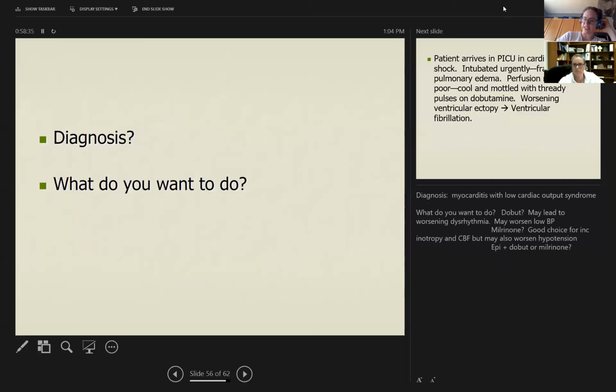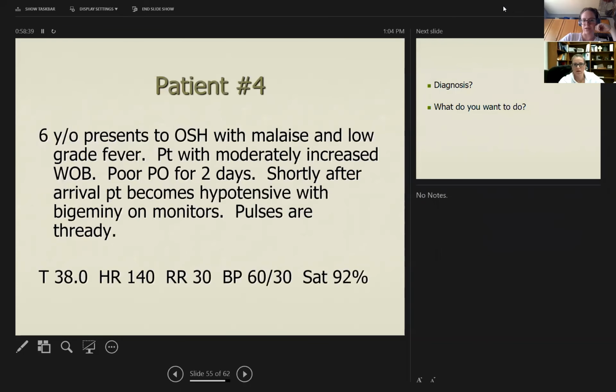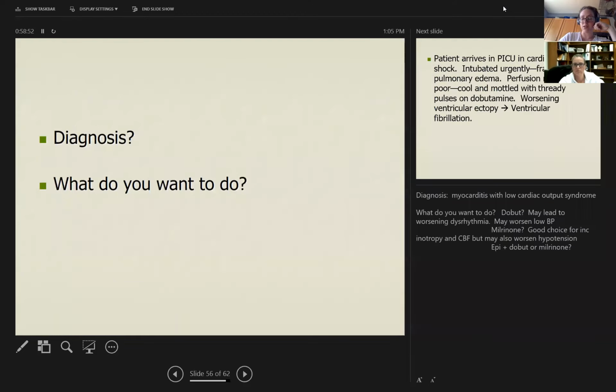What do you think, guys? She's pretty tachycardic, right? Couple days of mild symptoms. Now she's tachy and hypotensive. Sepsis could be. Okay, could be septic shock. What else could it be?